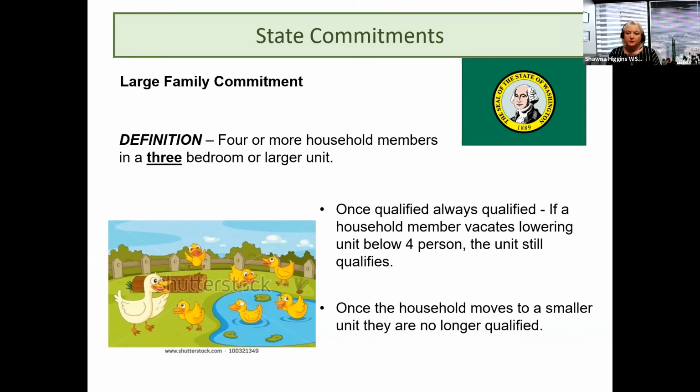And once the household moves to a smaller unit, they're no longer qualified. So of course, that's a smaller unit than 3 bedrooms.